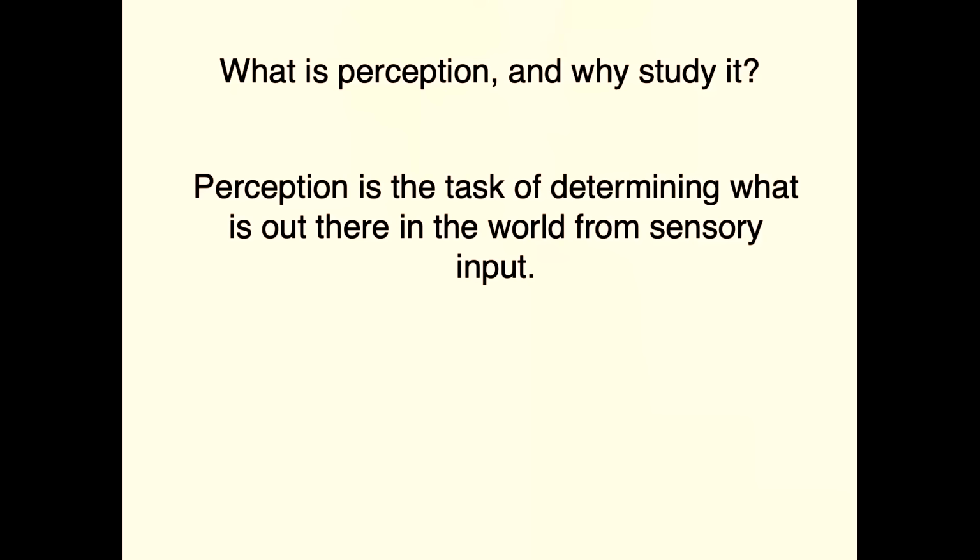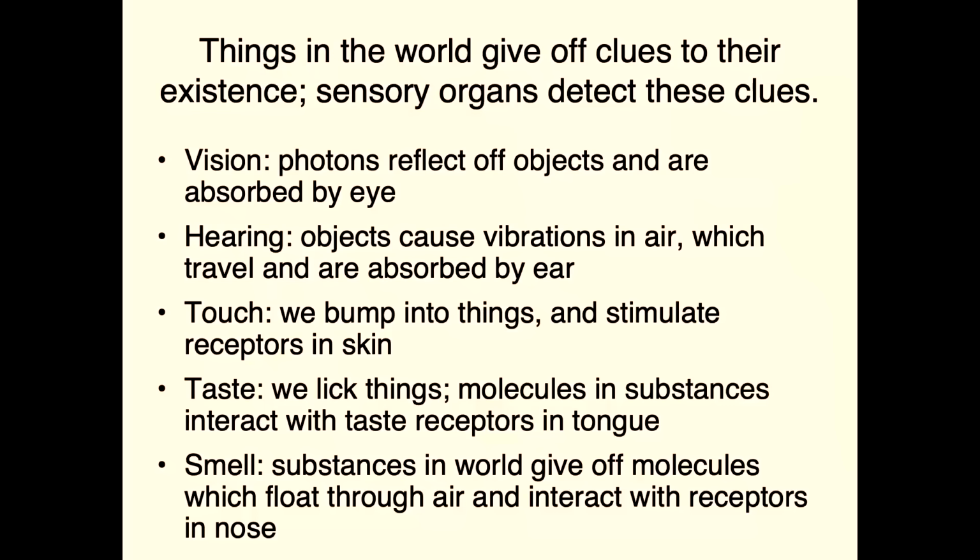All right, let's talk about perception. So perception is the task of determining what is out there in the world from sensory input. As an organism, you need to know what's happening around you, right? And things in the world give off different types of clues to their existence. Organisms have sensory organs that detect these clues, and the nature of the clues is different for the different senses.